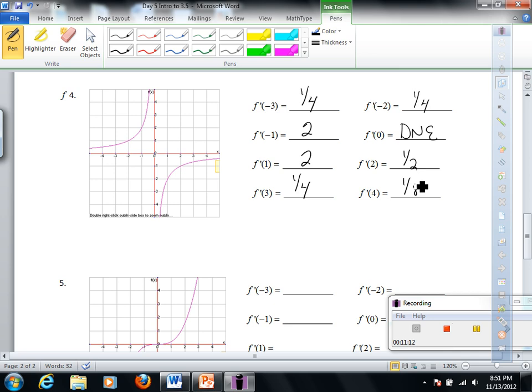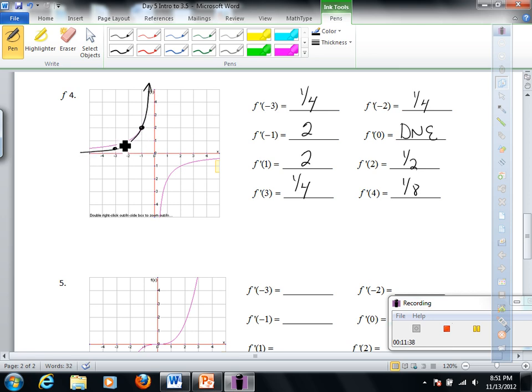So now when I graph that, here's what it looks like. At -3, I think I get 1/4. At -2, I also think I get 1/4. So I'm off a little bit. I did that on purpose, by the way. At -1, I think I get 2. And at 0, it doesn't exist. So here's what I got so far.